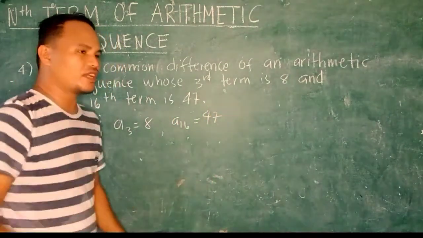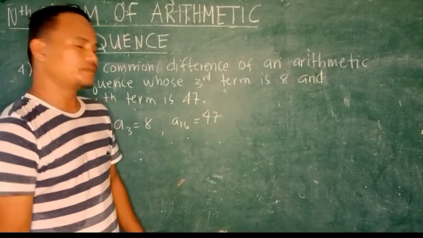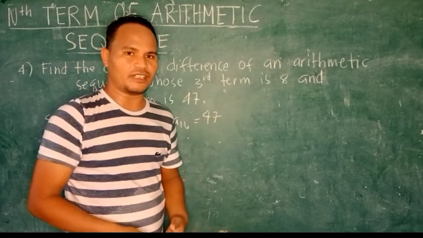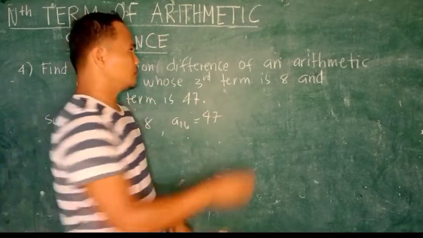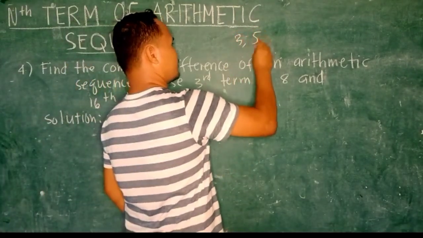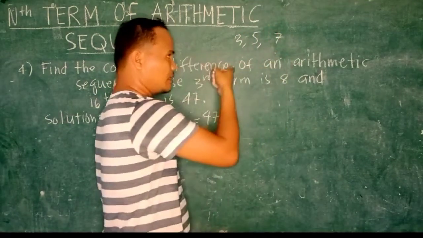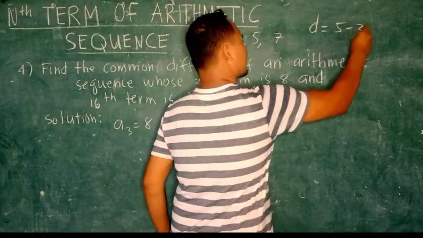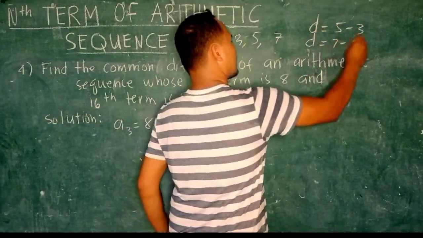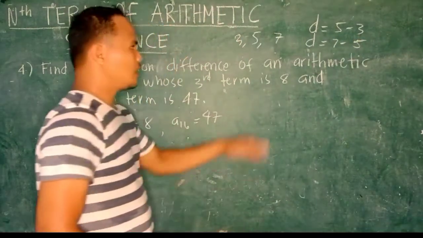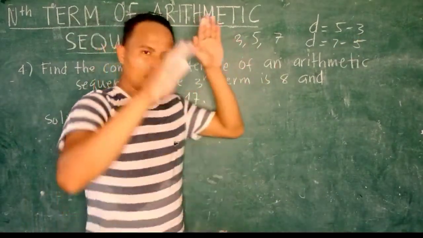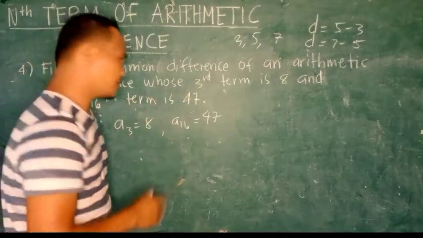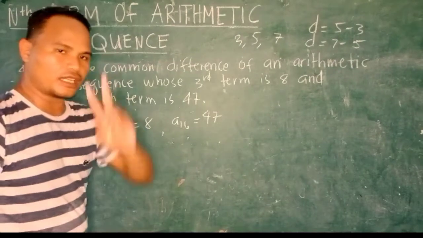In the previous video that I uploaded in my channel, if the two terms are consecutive, we can get the common difference easily. For example, 3, 5, 7. We can easily find the common difference here by subtracting 5 minus 3, or we can use 7 minus 5. That's how we find the common difference if the terms are consecutive. Now in this problem, the terms are not consecutive. So there are two solutions that I will give you.